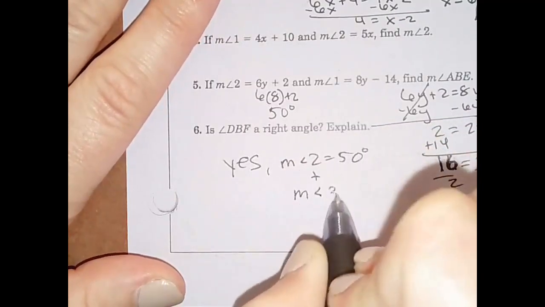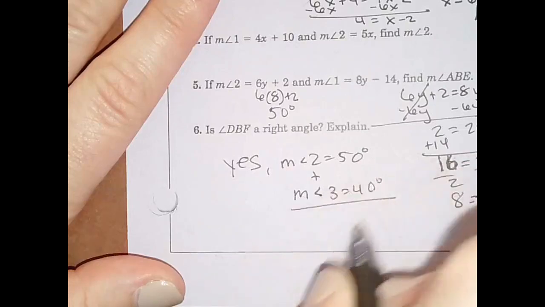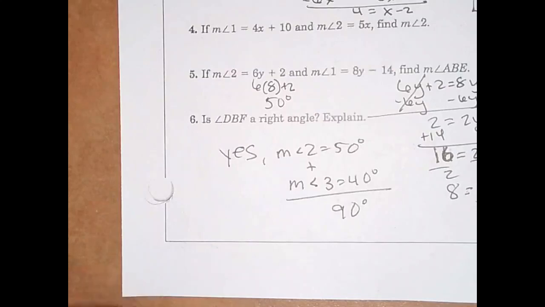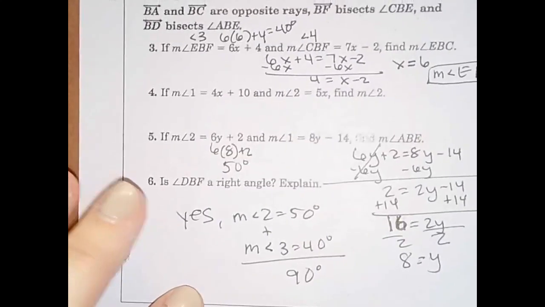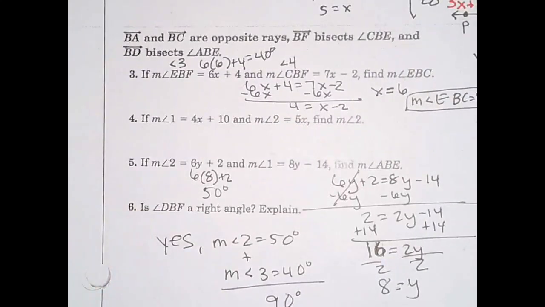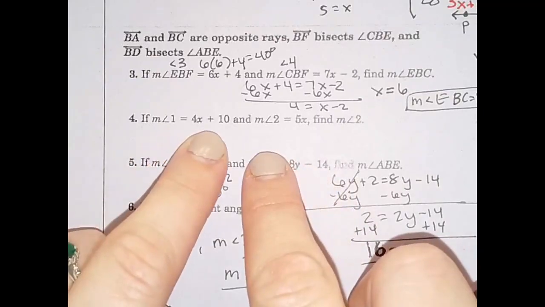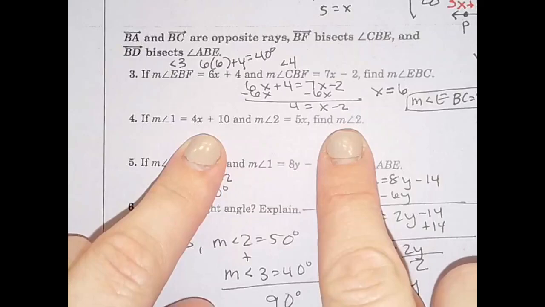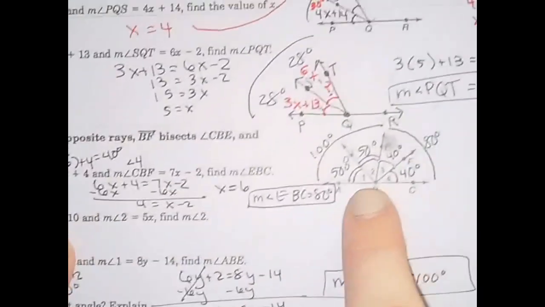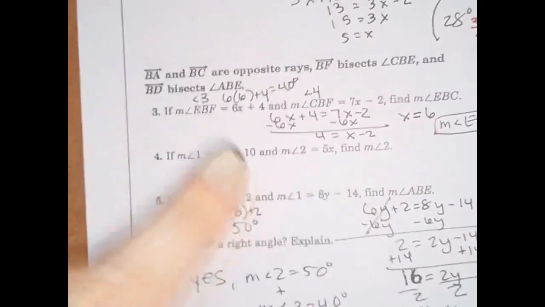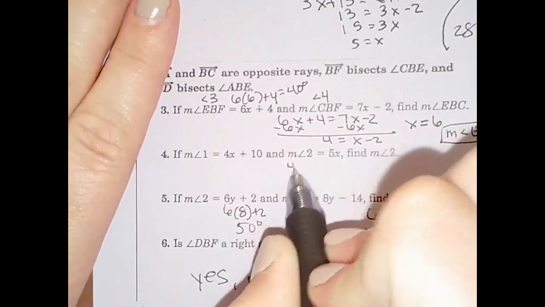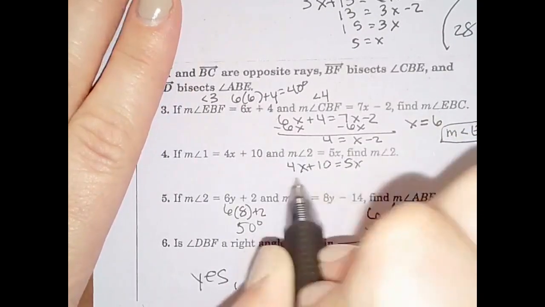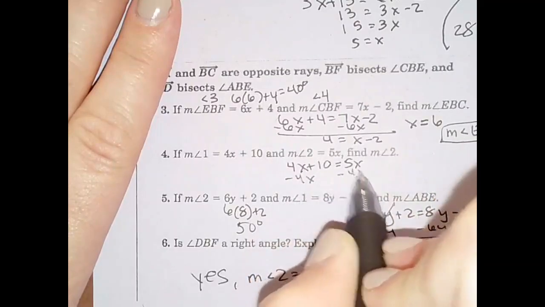So the last one, if the measurement of angle 1 is 4x plus 10, and the measurement of angle 2 is 5x, find the measurement of angle 2. So I know that angle 1 and angle 2 are congruent, so I can set these equal to each other. 4x plus 10 equals 5x. Subtract 4x on both sides. So I have 10 equals x. Then we just plug that in for angle 2 here. So 5 times 10, so the measurement of angle 2 is 50 degrees.